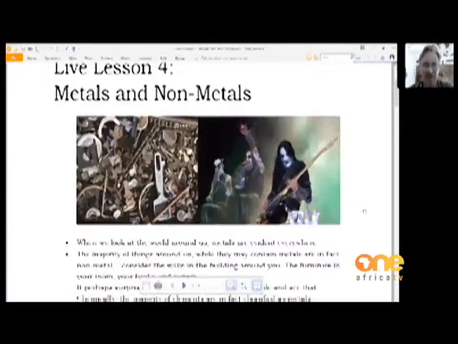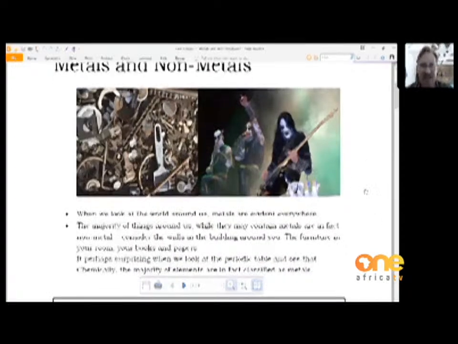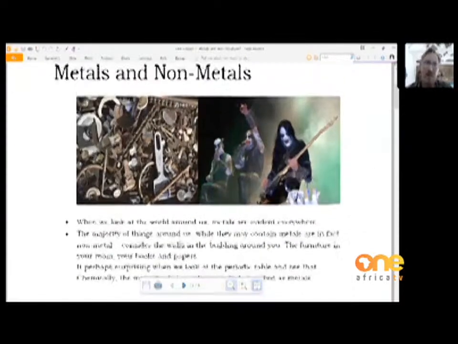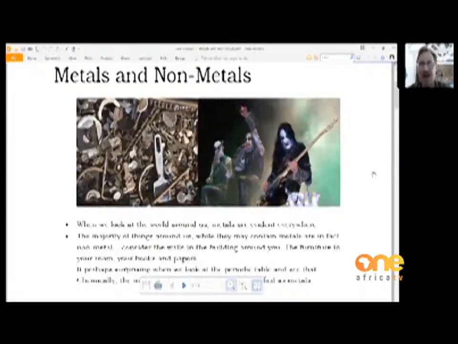Just for the sake of being humorous, I've given you a few pictures illustrating what springs to mind for me when I think about metal. On the left, large chunks of various objects, and on the right, some scary looking guys playing clearly what must be heavy metal music.